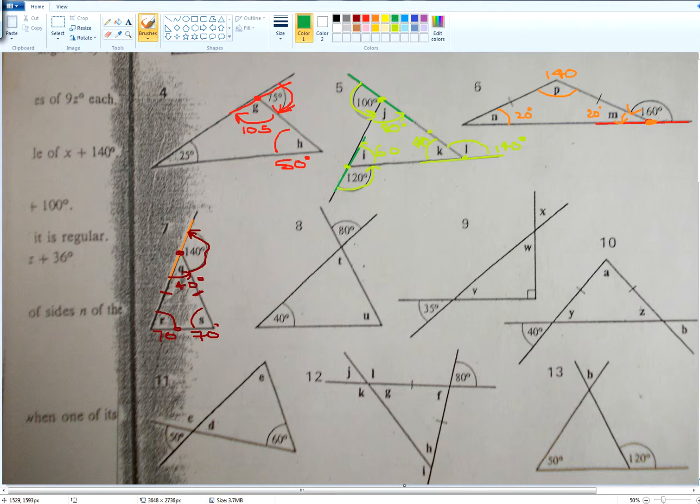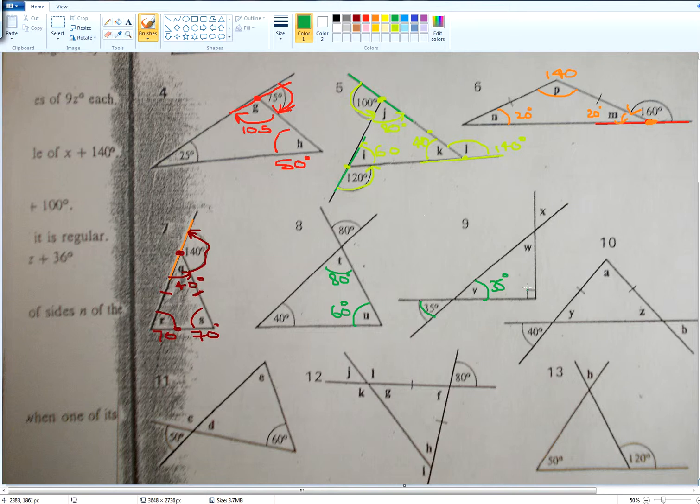Okay, now this 80 here and this T here are called vertically opposite angles, so they are both equal to 80. 80 add 40 is 120. From 180 will give you a remainder of 60. 35 and V are vertically opposite angles, so they are both 35.